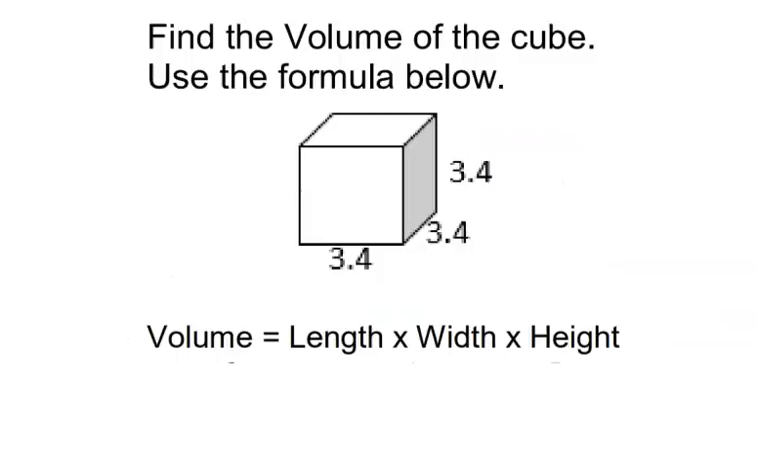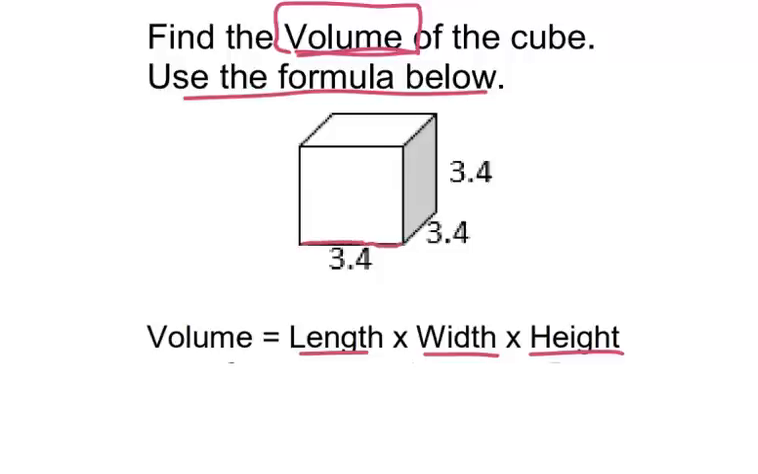Find the volume of the cube using the formula below. Well, we know when you find volume, it is length times width times height, but they went ahead and showed us that. Length times width times height. And since it is a cube, the length, the width, and the height are the same. So it's going to be 3.4 times 3.4 times 3.4.